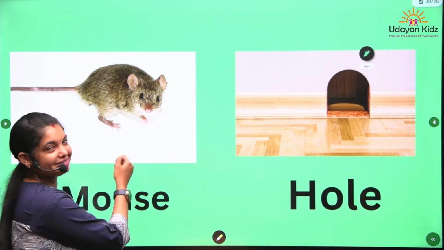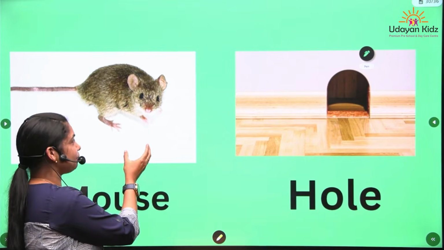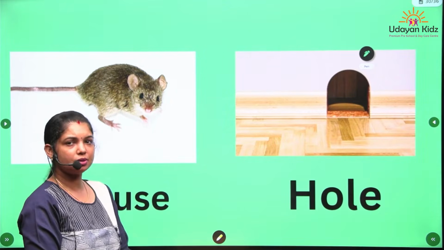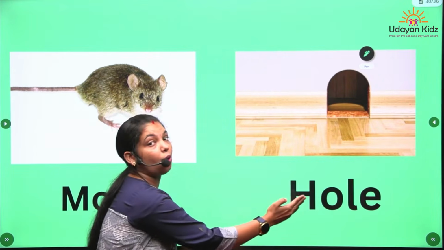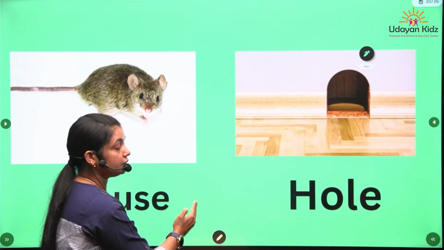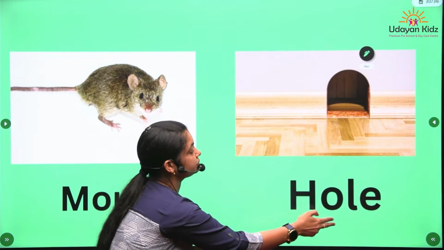And which animal is this? This is a mouse. The mouse is a small animal. The mouse lives in the hole.